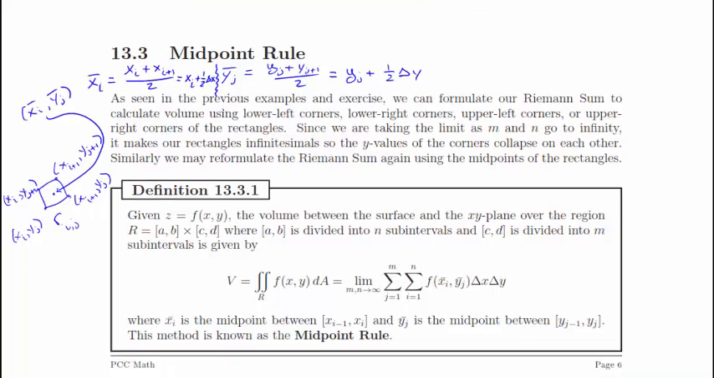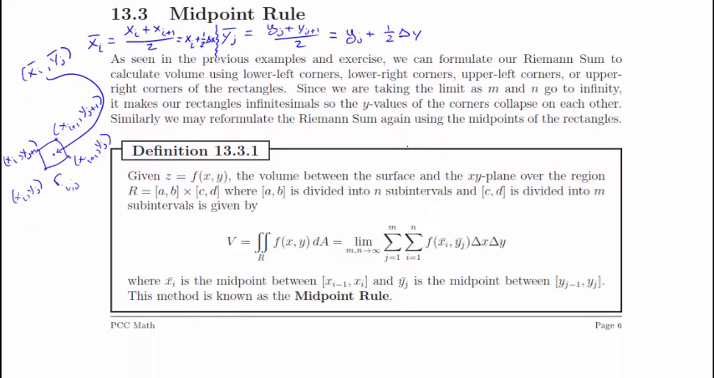And so we're going to see that here. Let me just read this. As seen in the previous examples and exercise, we can formulate our Riemann sum to calculate volume using lower left corners, lower right corners, and upper left corners or upper right corners of the rectangles. Since we are taking the limit as m and n go to infinity, it makes our rectangles infinitesimal, so the y values of the corners collapse on each other. Similarly, we may reformulate the Riemann sum again using the midpoints of the rectangles.